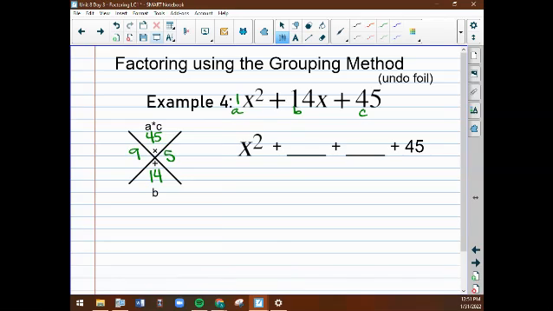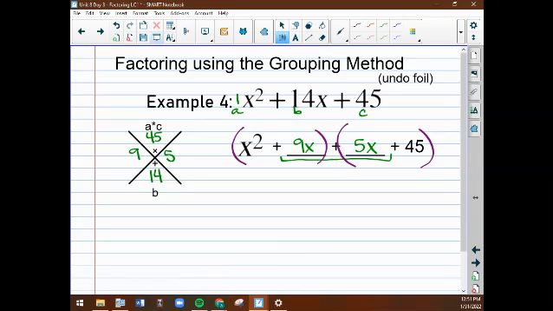Now I rewrite my trinomial. I'm taking 14x and splitting it up into two things that will add together to equal 14x, and that's where my 9x and my 5x come in. When I put them into those blanks, I need to put the x with them, otherwise we will get confused. Now I am going to group the first two, x squared plus 9x, and then group the next two, 5x plus 45.